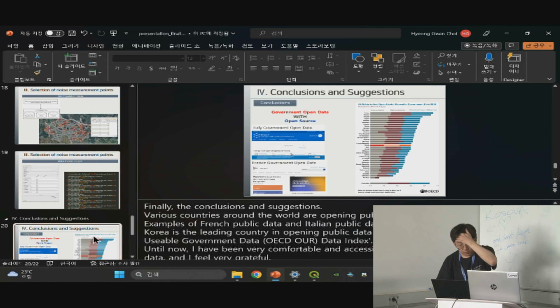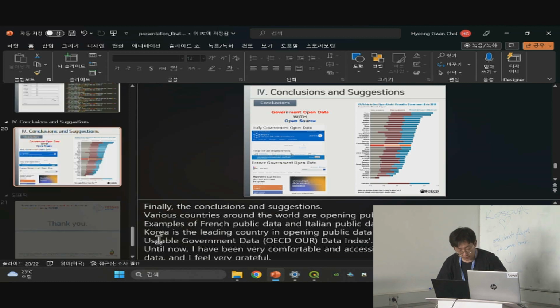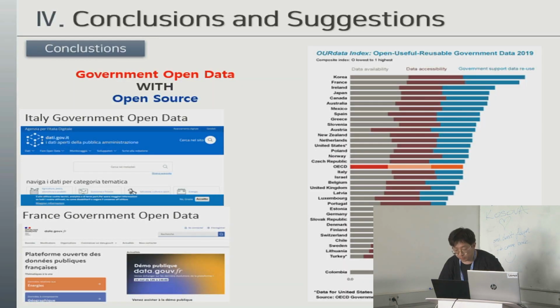And finally, the conclusion and suggestion. Various countries around the world have open public data. Examples are French public data here and Italian government open data here. Korea is a leading country in opening public data by the OECD OURdata rank. Until now, I have found it very comfortable and accessible to use various data, and I feel very grateful. This presentation was an example of selecting noise measurement points through various public data.